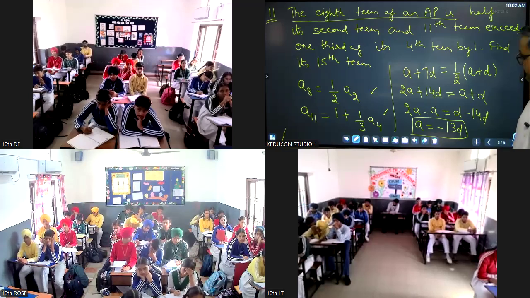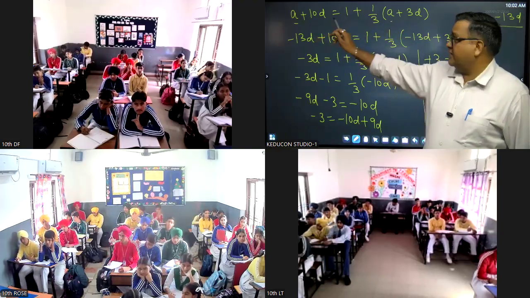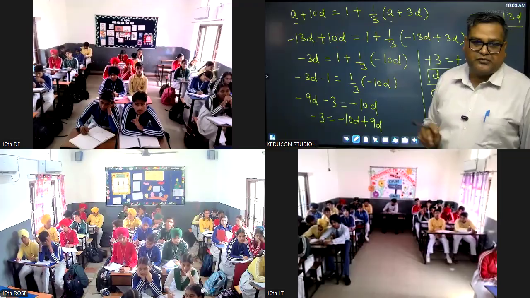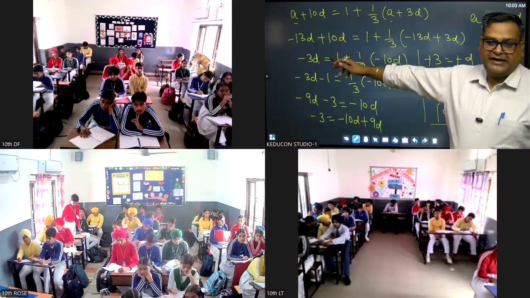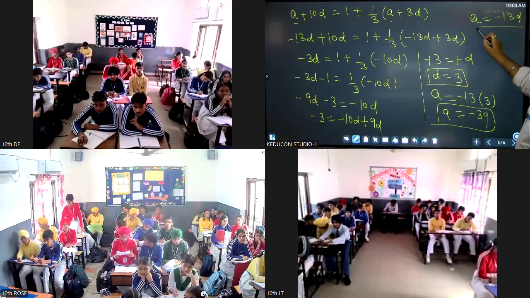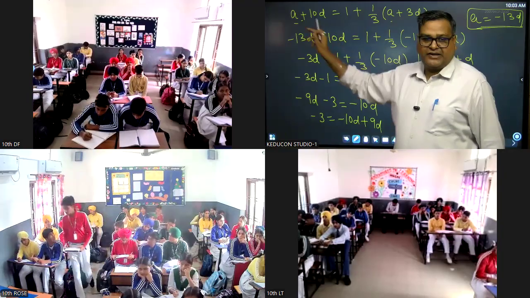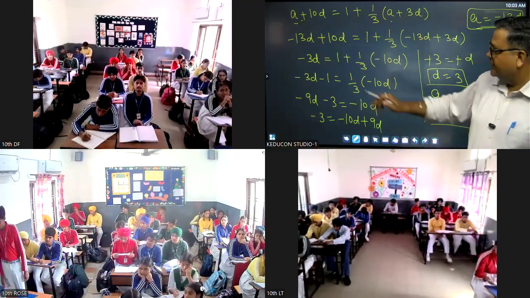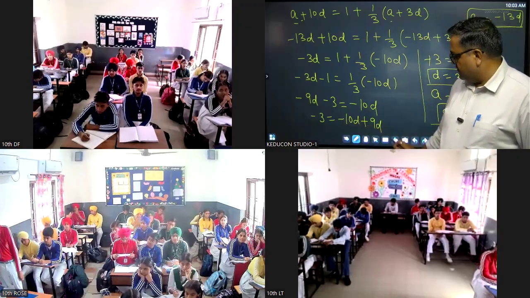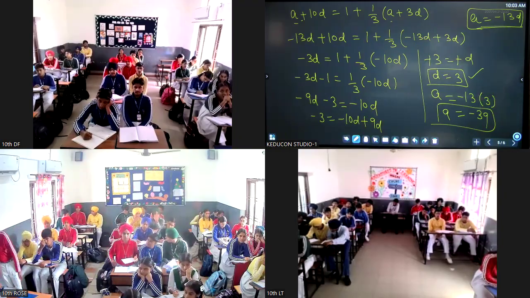After this, students, we have taken the second equation: A11 equal to 1 plus 1 by 3 into the fourth term. So we have again put this in the form of A and D. The value of A that we found earlier, A equal to minus 13D, we have put in place of A. We applied the substitution method here, right? When we solve this equation, we have got the value of D as minus 3.